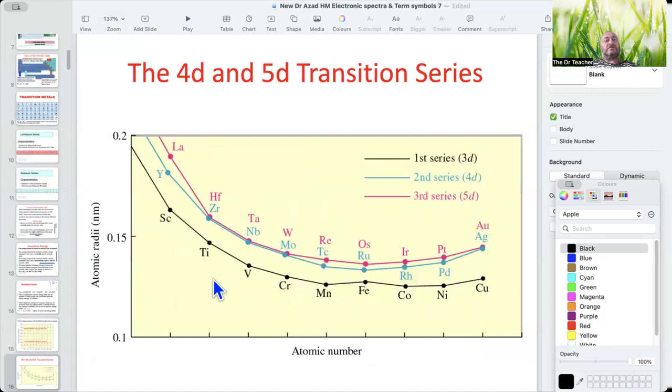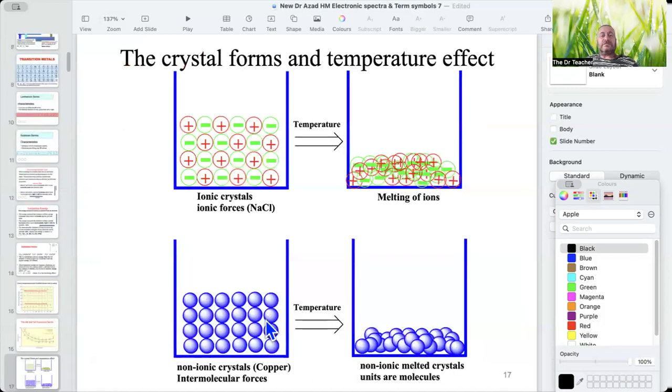4D and 5D transition series: you have first, second, third series. As you go across, atomic radii in nanometers change, and this will decrease with increasing atomic number. Crystal forms and temperature effect.